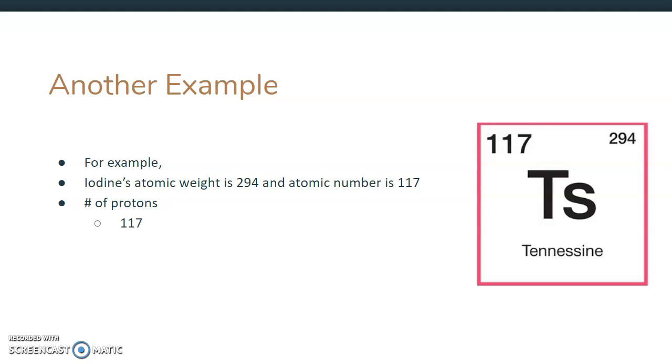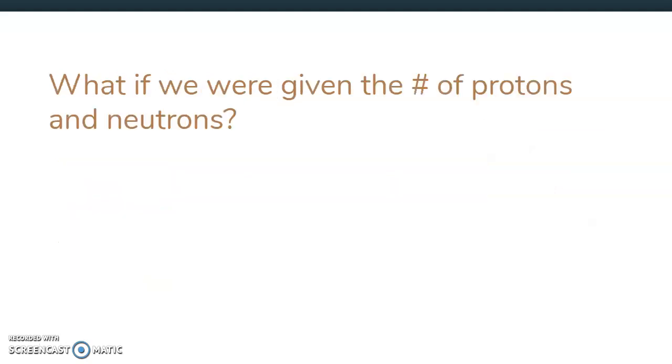So the number of protons for this example is 117 because that is our atomic number. Our number of neutrons is the difference between 294 and 117. We have our math problem, which is a great little math problem, and our answer is 177. Finally, the number of electrons, again, is equal to the number of protons, so we have 117. So those are some great examples.